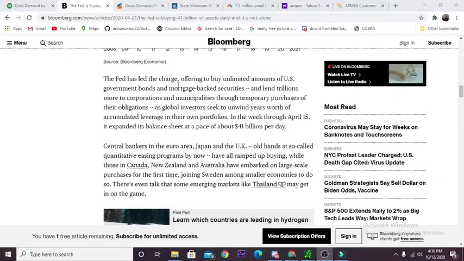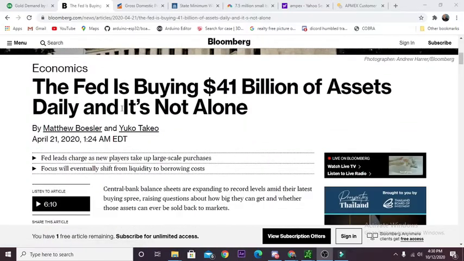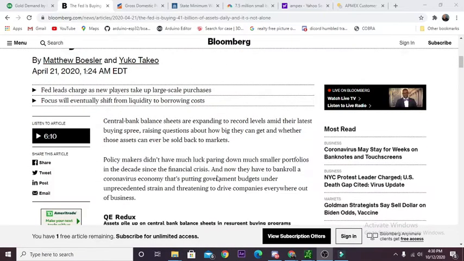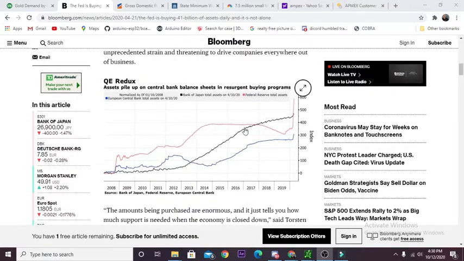Now, if you look at this website here, you're going to see that most of the big banks around the world are doing the same thing. The Fed is buying 41 billion in assets a day. Okay, that's some crazy money. In this graph, the red is the Fed here in the U.S., and you can see that this year it just went up exponentially.